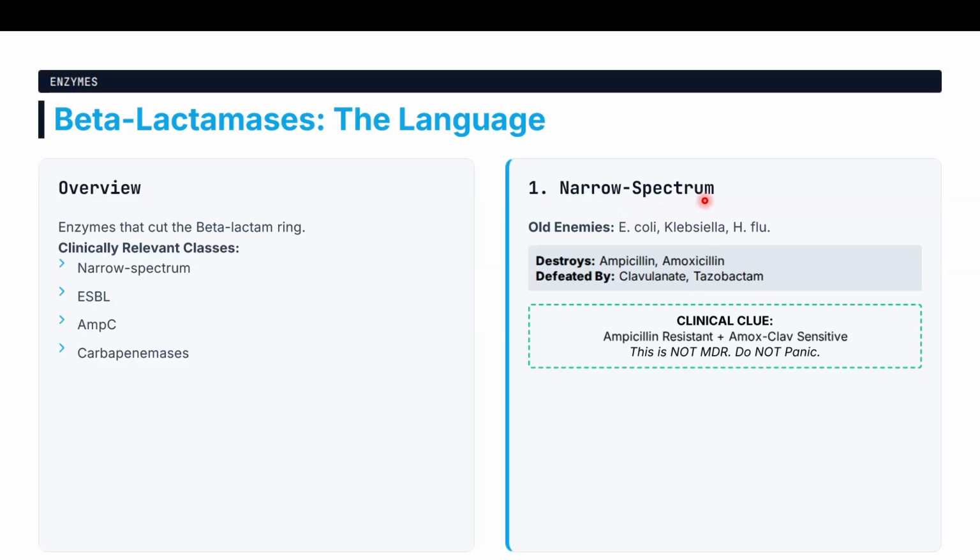Narrow spectrum beta-lactamases are produced by organisms such as E. coli, Klebsiella, and H. influenzae. These destroy ampicillin and amoxicillin completely. These drugs can be combined with clavulanate and tazobactam, which enhances the effect and destroys the narrow spectrum beta-lactamases. So ampicillin resistance, amoxiclav can be sensitive. So this is not multi-drug resistance, so do not panic.